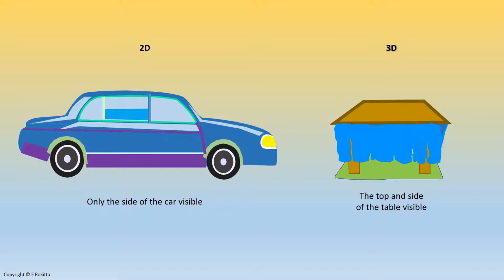Here is another example to show the difference between 2D and 3D objects. On the left hand side, we have a side view of a car. When we look at the car, we can only see the side and none of the other views. It is like taking a picture of the side of the car and pasting it to a wall. On the right hand side, we see a 3D image of a table. The top of the table appears to have depth and disappear to the background, and we also see the front side of the table.